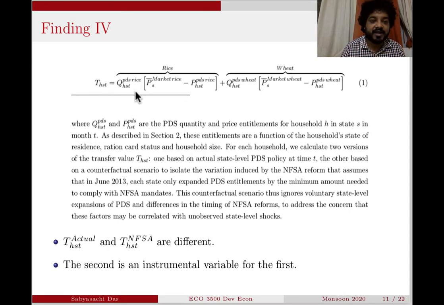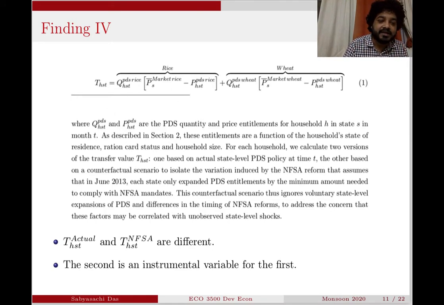So if you multiply it by the amount that each household gets, you get the total value of the subsidy for rice, and you can do it for wheat as well. And so if you sum it up, you get the total monetary value of the subsidy that each household is getting.